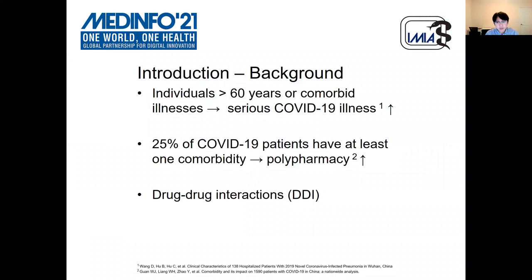First, I want to briefly introduce some background information about my research. It is well known that individuals who are older than 60 years or who have multiple illnesses are at high risk for having serious COVID-19 illness. Approximately 25% of COVID-19 patients have at least one comorbidity, and they are more likely to be using polypharmacy to treat their COVID-19 illness and comorbid conditions. So drugs may interact with others when they are taken together, and unexpected drug-drug interaction may lead to unexpected adverse drug events.